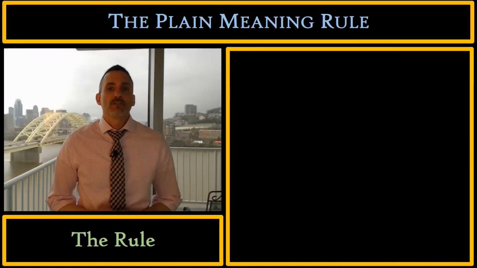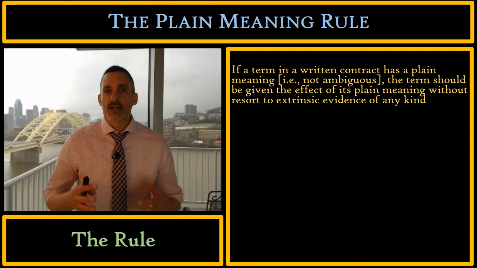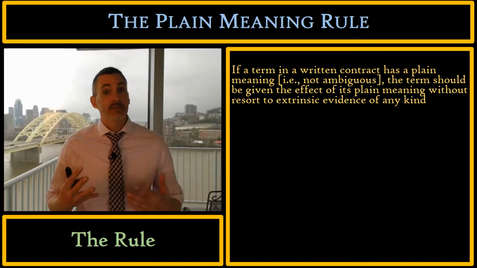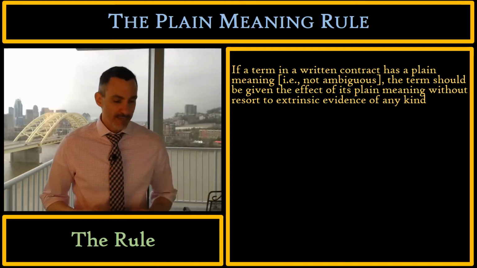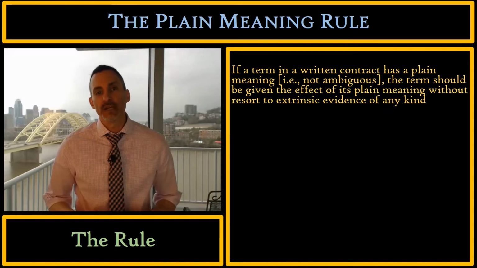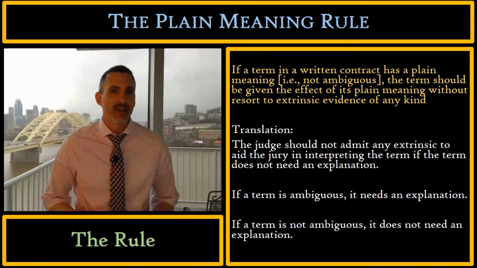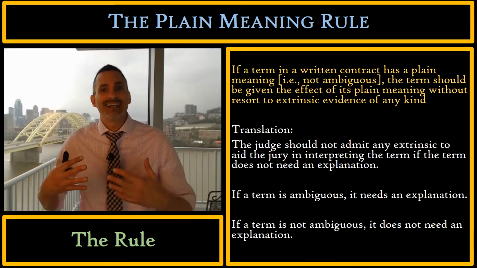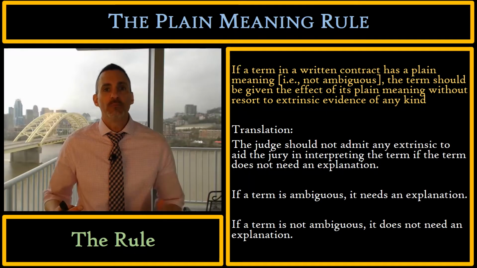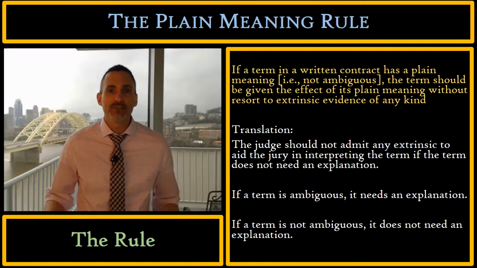All right, let's look at the plain meaning rule. If a term in a written contract has a plain meaning, and plain meaning means it's not ambiguous, the term should be given the effect of its plain meaning without resort to extrinsic evidence. What is the translation of this rule? Well, the translation is the judge should not admit any extrinsic evidence to aid the jury in interpreting a term if the term in the contract doesn't need an explanation.